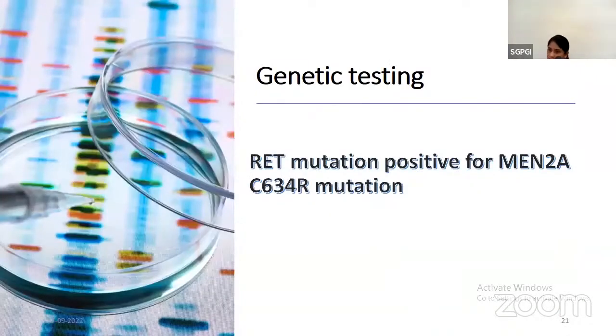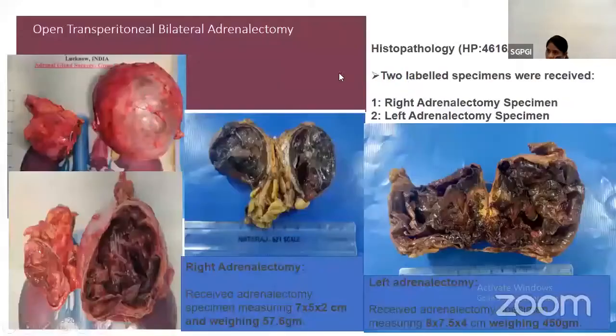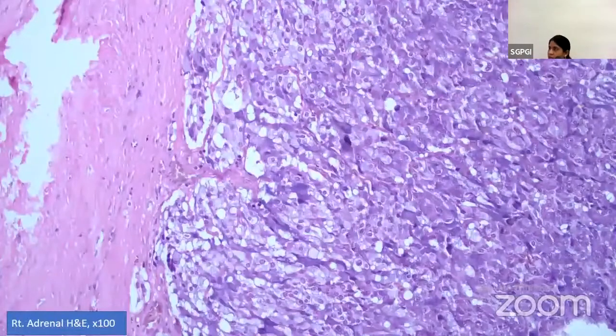After that, on genetic testing, the patient showed the RET mutation also. After that, the patient was operated and we received two labeled specimens of the adrenal. This is the low power view. Here we can appreciate the tumor morphology of the adrenal. This is the capsule and the tumor cells. Tumor cells are arranged in nests.